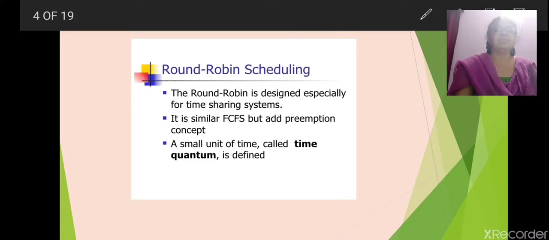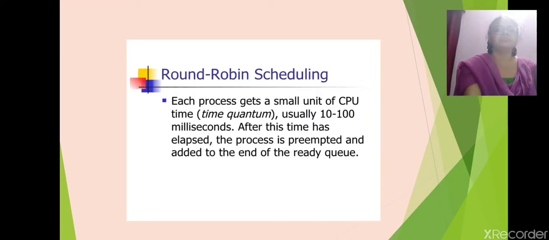So, round robin is specially designed for time sharing system. It is similar to FCFS but adds the preemption concept. Preemption is the feature of round robin scheduling. A small unit of time called time quantum is defined. Each process gets a small unit of CPU time. As I told, it is known as time quantum, usually 10 to 100 milliseconds. After this time has elapsed, the process is preempted and added to the end of the ready queue.